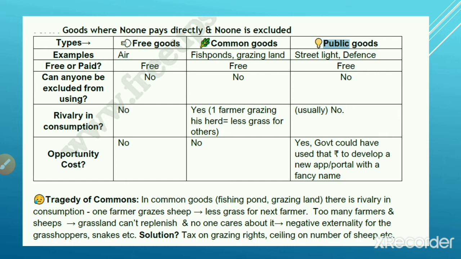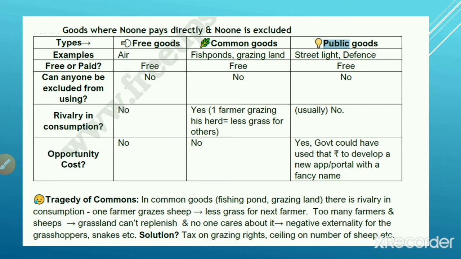So now let's talk about common goods. I have said that for common goods we can take grazing land. We know what grazing land is, it was in the thumbnail. Grazing land is where cows and goats graze. Now check the parameters. Free or paid? It is free. It is grazing land, it will be free. Can anyone be excluded from using it? No, because it is a natural thing, and it is free for everyone. Anyone can go there with their cows. Rivalry in consumption?